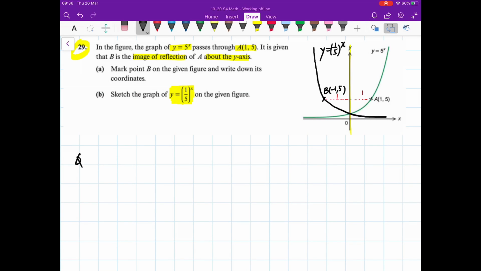Okay, and this is the end of these questions. Finally, for question 30, you can refer to my previous video, that is exercise 6C question 22.